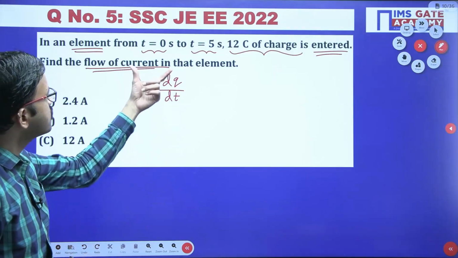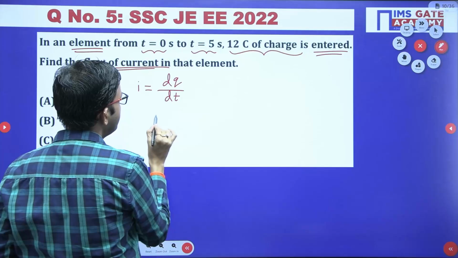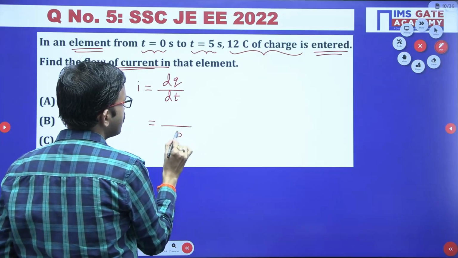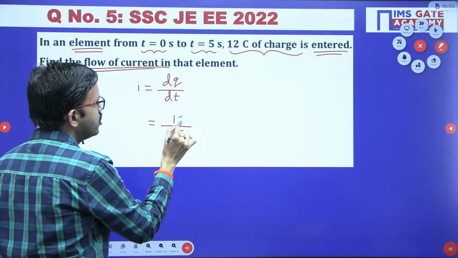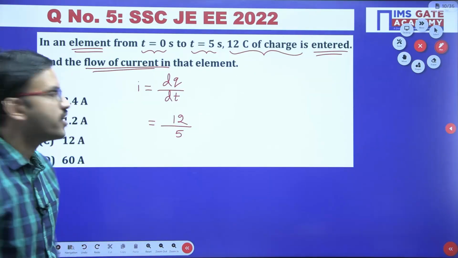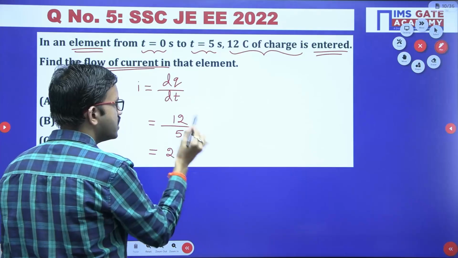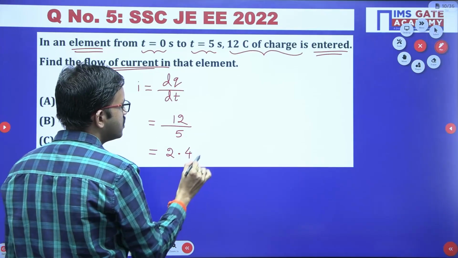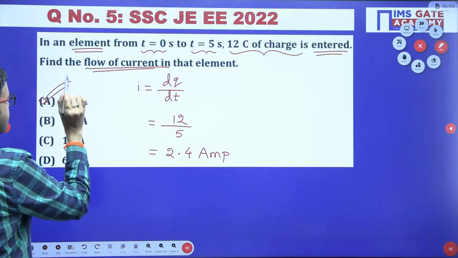Okay, here you can observe in the time interval of 5 seconds, 12 coulomb of charge is entered. So that means 12 divided by 5, that's all. Okay, so here 5 2s are 10, then 5 4s are 20. So that means 2.4 ampere. So option A is correct.